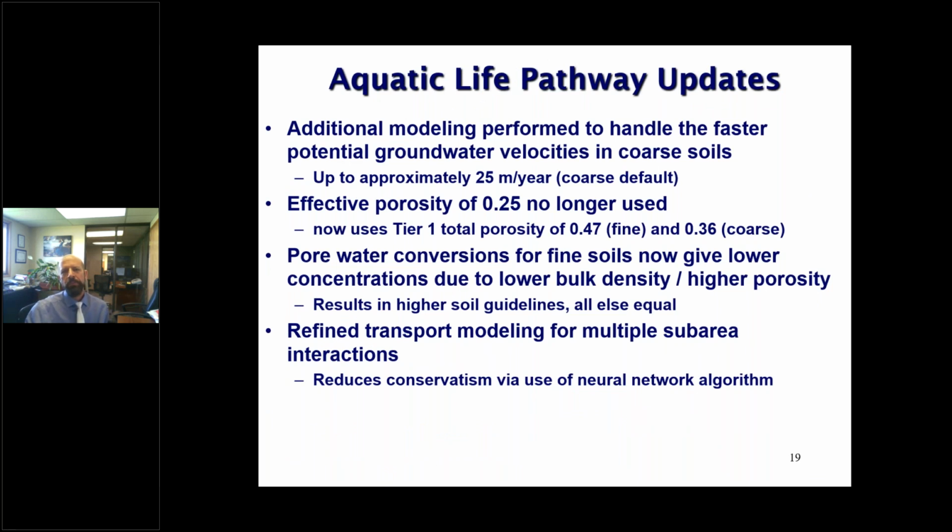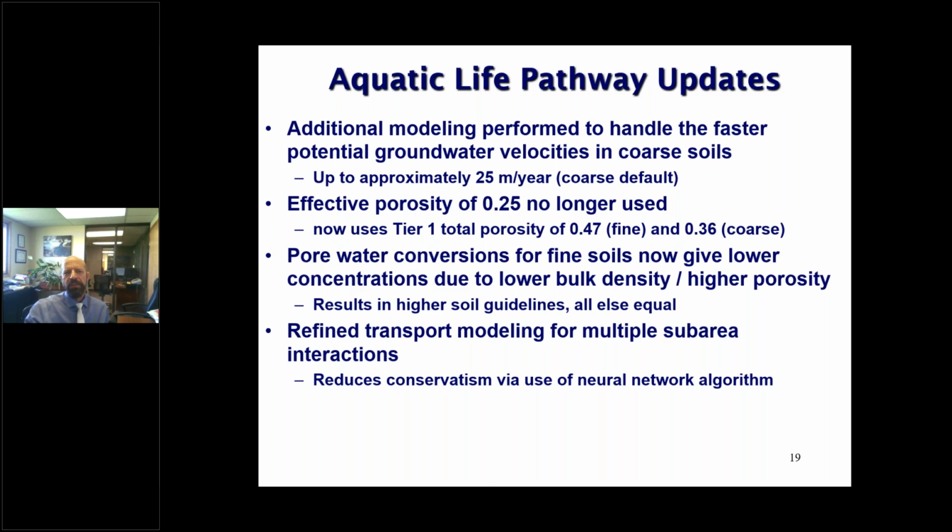Aquatic life pathway: many updates to that one. One of the big ones is that since coarse soils now have a very fast default hydraulic conductivity, the tool can accommodate faster groundwater velocities up to 25 meters per year. This isn't a very common situation in reality, so this is something the tool would be dealing with more under some default conditions, and generally as you characterize a site, these defaults would get replaced with more realistic site-specific data.